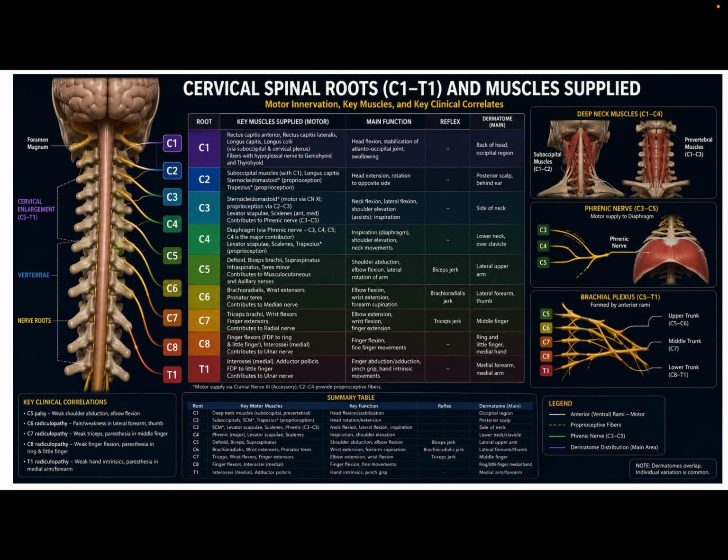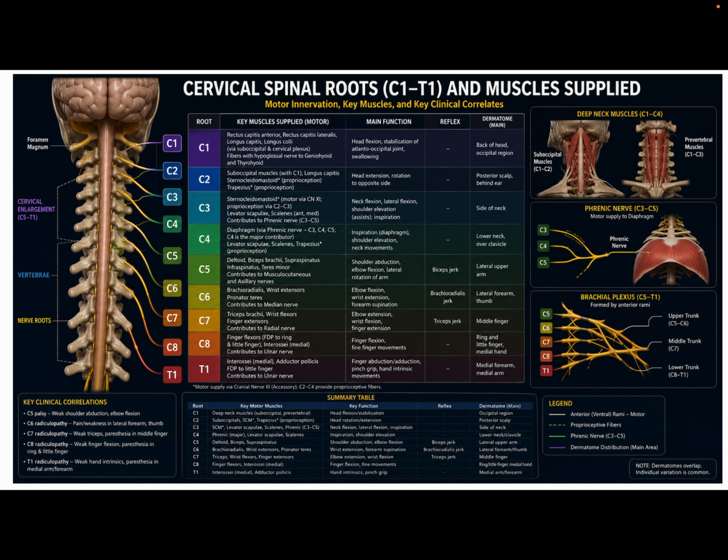What is the primary action? Head extension and rotation to the opposite side. No deep tendon reflex, and the C2 dermatome supplies the posterior scalp behind the ear. So the posterior scalp behind the ear is supplied by C2.